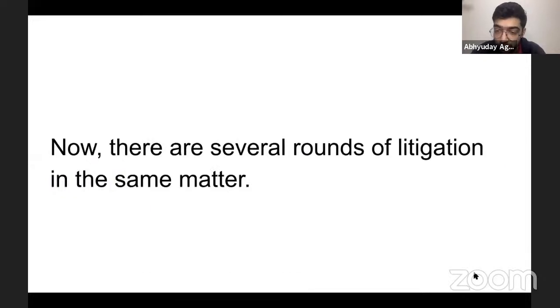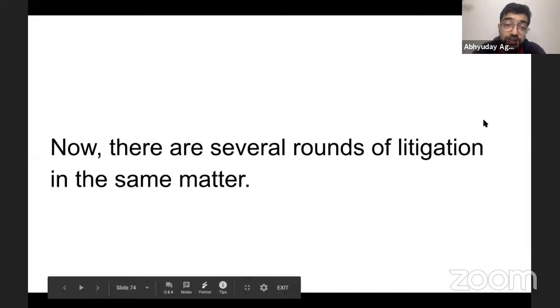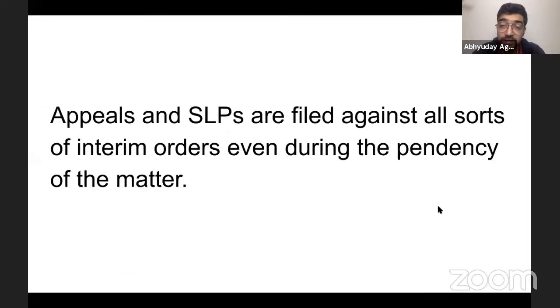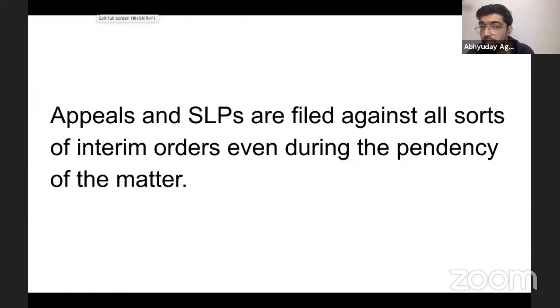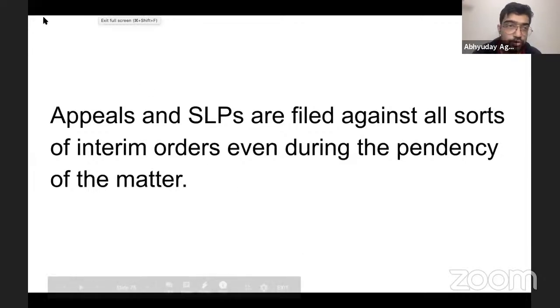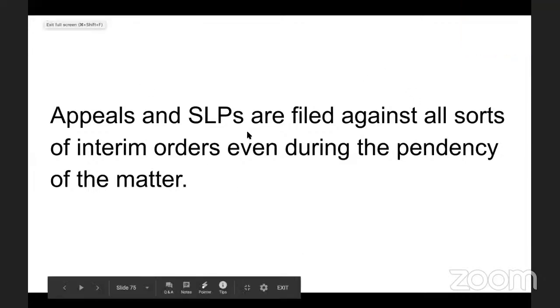Okay, Sanchita, are you here? So there are several rounds of litigation in the same matter, appeals and SLPs. So I am going to just start this. I cannot email the PPT right now. We're going to continue with this one. I'm just reaching out to Sanchita. Okay, so I will continue. Sanchita is having an internet problem. She'll just be back right away.